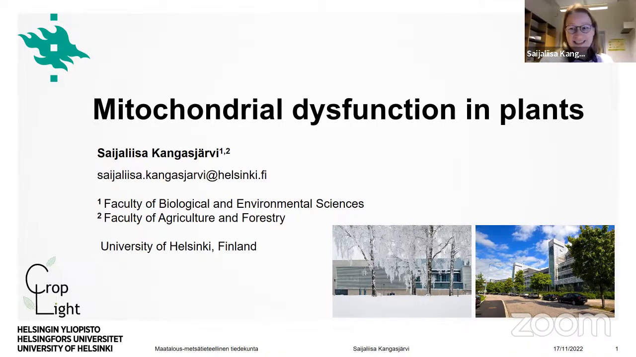So today I will tell you something about the mitochondrial dysfunction in plants. And here you see some photos of our institute here in Helsinki, and it's not really so snowy yet, but we are coming to that season at the moment.